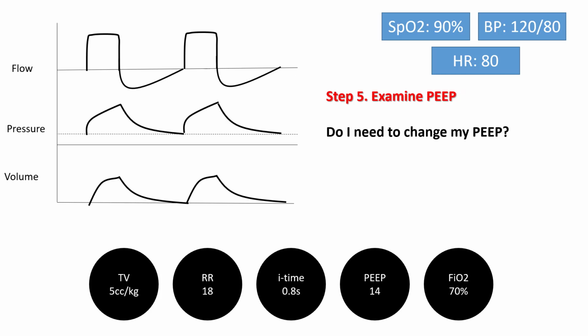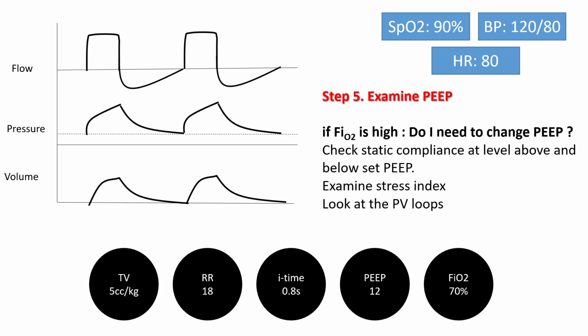Next thing I look at is my PEEP. And the question I ask myself is, do I need to change my PEEP? If my FiO2 is low, the question is, do I really need this high of a PEEP and can I come down on it? If my FiO2 requirement is high, I look at a couple of methods, especially the static compliance method and evaluation of stress index to figure out if that PEEP needs to be changed. I also look at the PV loops to give me a better idea of how PEEP should look.